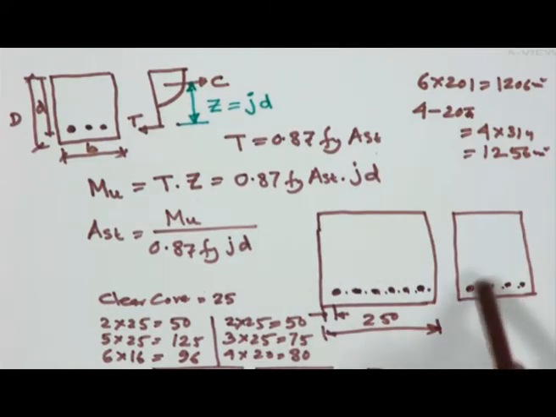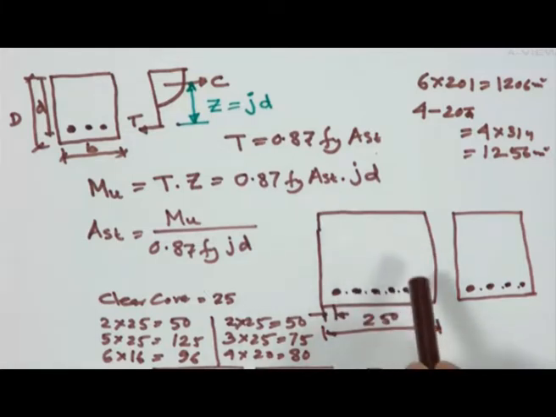But if you consider it from the economic point of view, obviously increasing the width, the concrete quantity will be increased, whereas the steel quantity will remain the same. So from the economic condition, if you really consider it, if you are compelled in that situation, then obviously it is better to go with increasing the width.